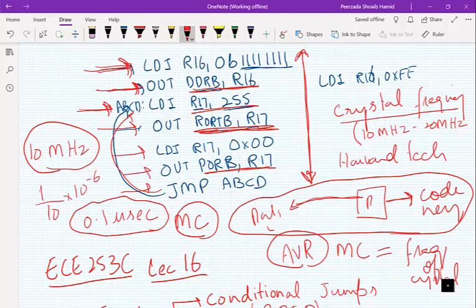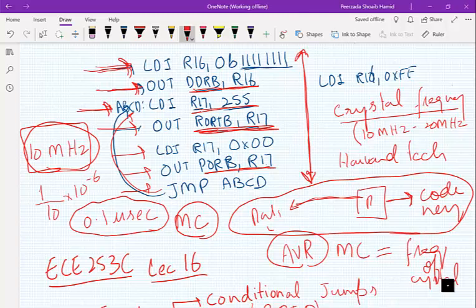In fact, some instructions like jump take a bit longer, maybe 2 machine cycles, and that amounts to 0.2 microseconds. But we can assume for now that each of these instructions takes only 1 machine cycle, and in the case of AVRs, the machine cycle is equal to the time period of the crystal oscillator, and we have assumed that we have attached a 10 megahertz crystal to our AVR microcontroller.